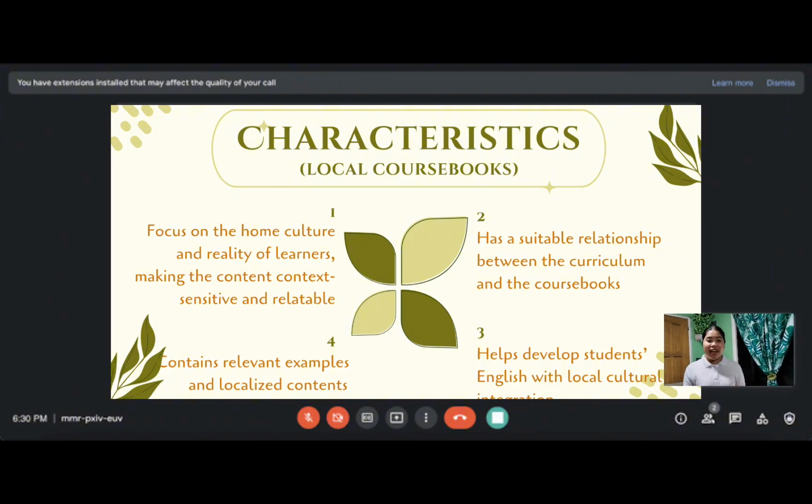Do you understand? Do you have any questions or any clarifications? So to sum up, local course books are important because they make learning meaningful, relatable, and connected to students' daily lives. They don't just teach academic content, but they preserve culture and values while following the national curriculum.